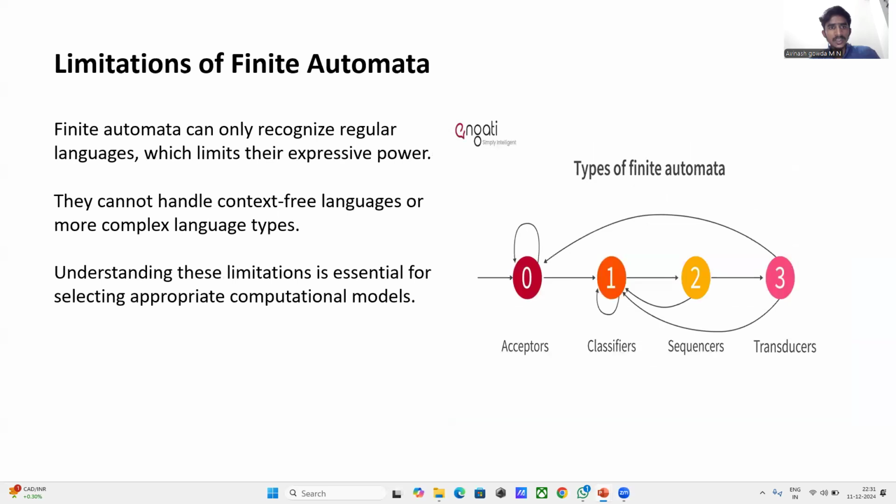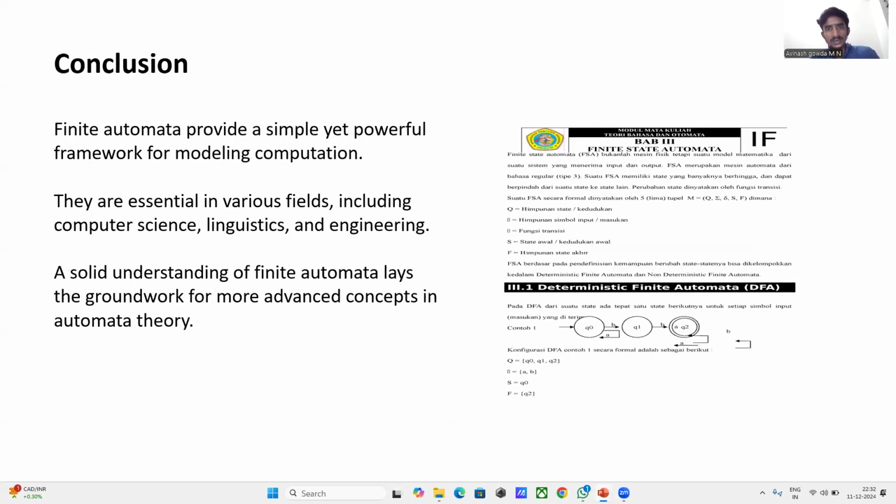What are the limitations of finite automata? Finite automata can only recognize regular languages, which limits their expressive power. They cannot handle context-free languages or more complex language types. Thus, understanding these limitations is essential for selecting an appropriate computation model.